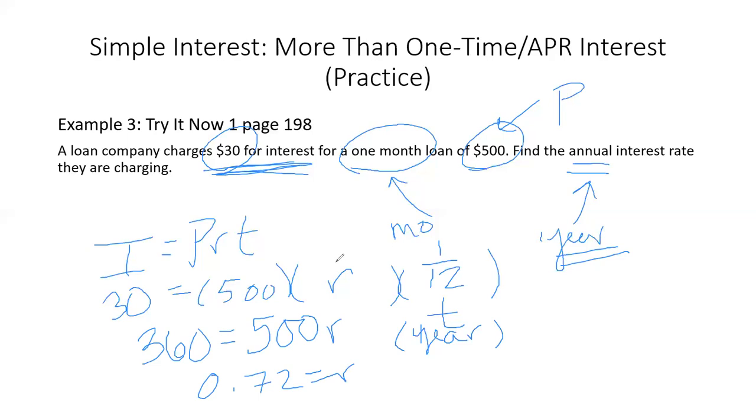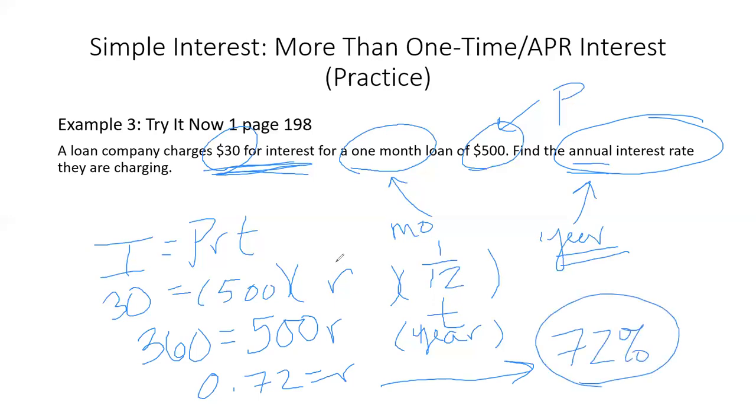Just like before, if we were talking about a tax rate, for example, we could not leave it in decimal form. Same thing applies here. If we're looking for an annual interest rate, we have to make sure that that rate is expressed as a percentage. So this would be 72%. Not that I'm a financial planner here, but if you're ever offered a loan with a 72% interest rate, do not take it. That is a lot of interest. A lot.